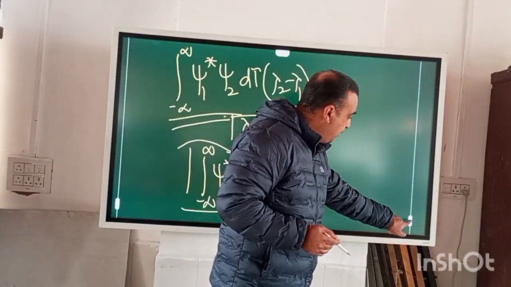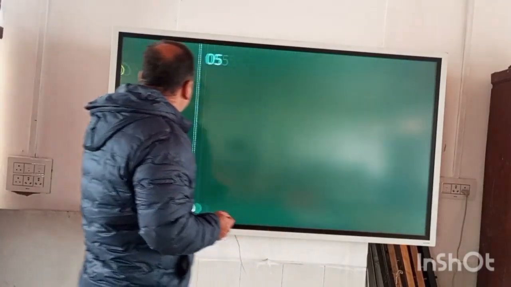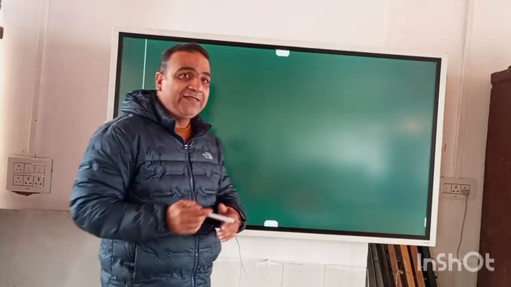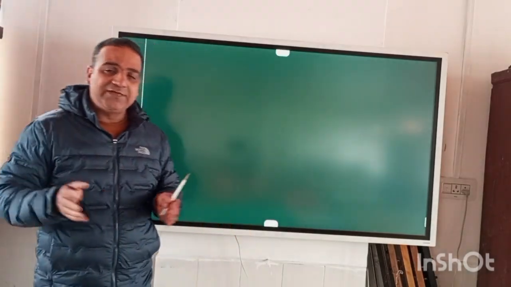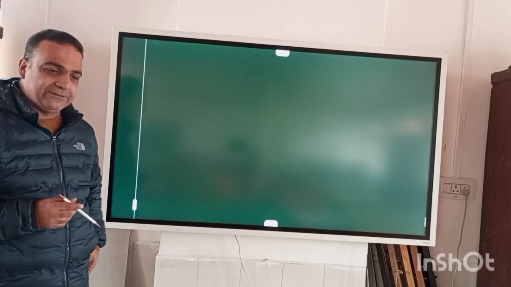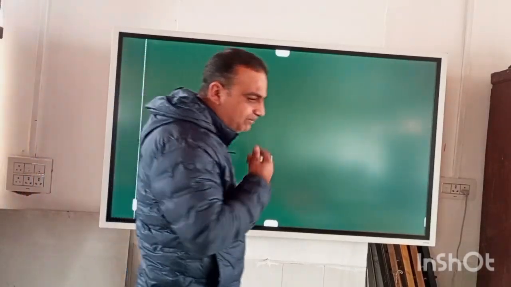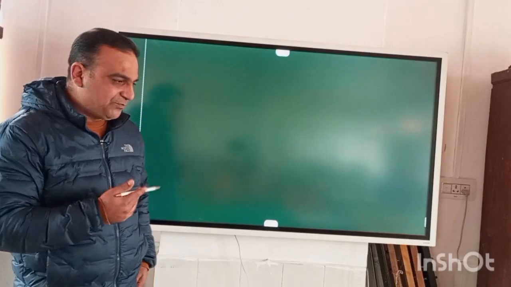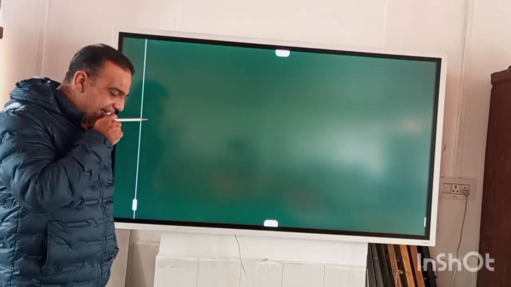So this was one important property of these Hermitian operators. Using the Hermitian property of the operators, we have proved that these two eigenstates, psi 1 and psi 2, are orthogonal to each other. Now let's prove another important mathematical property.